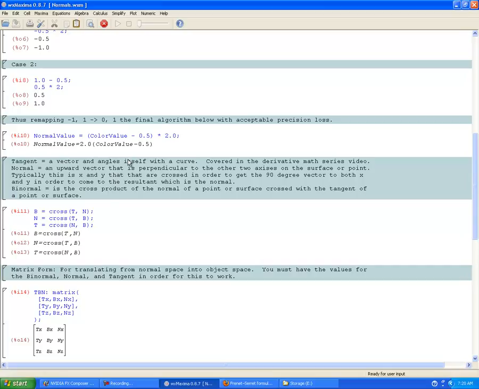So a tangent is a vector that angles itself with a curve. Yeah, okay, so it's based off the angle of a curve, covered in the derivative math series videos. So we already went over what tangent is mathematically. That is covered back in the math series, so please do check that out. It's partial derivatives with tangents and stuff like that. And I go over this, and basically a derivative is how you find a tangent to a curve. And that is what a derivative is. And that's what this vector is.